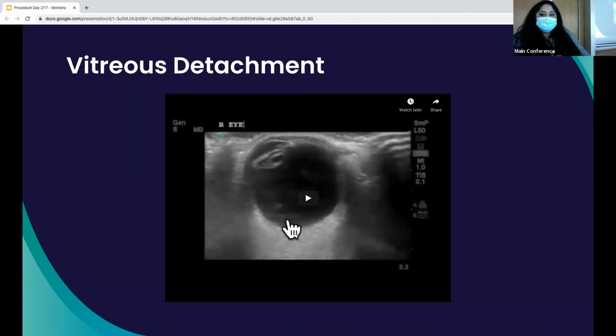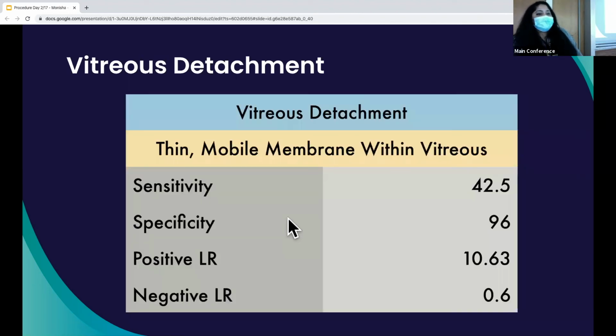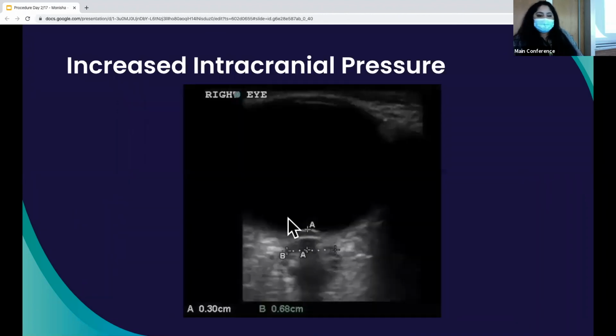It's going to look similar to retinal detachment, but this one is not tethered to the optic disc. It's sometimes called a swaying seed appearance, and you would look for this in patients with, again, acute unilateral floaters, vision loss, visual field cuts. This one has a lower sensitivity at 42.5%, but it's still 96% specific. So again, not to rule out completely, but if you do see it, it's quite specific.